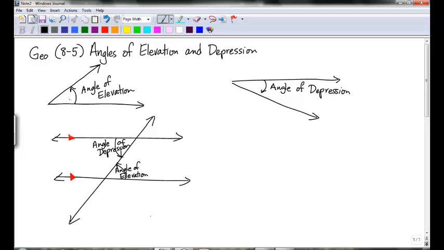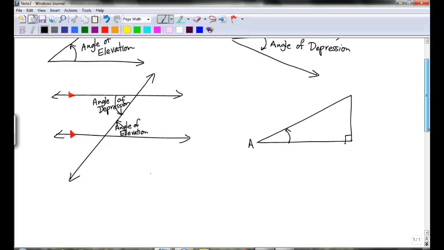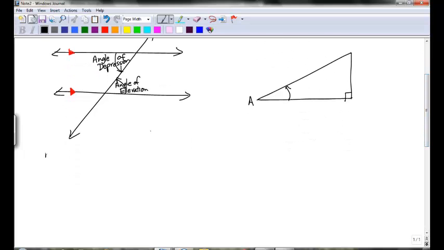Okay, so you're still going to be using right triangles in this. They will give you something like the angle of elevation to the top of something. It's going to be this angle, say that's angle A. It's still going to be a right triangle, so you're still using opposite, adjacent, hypotenuse, and sine, cosine, tangent to solve it. I'm going to go through two examples.